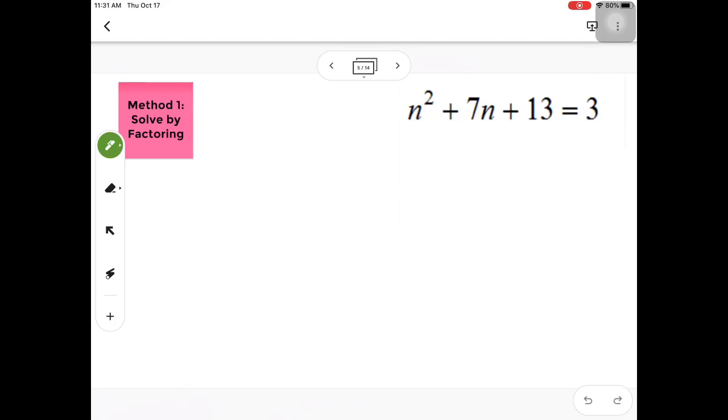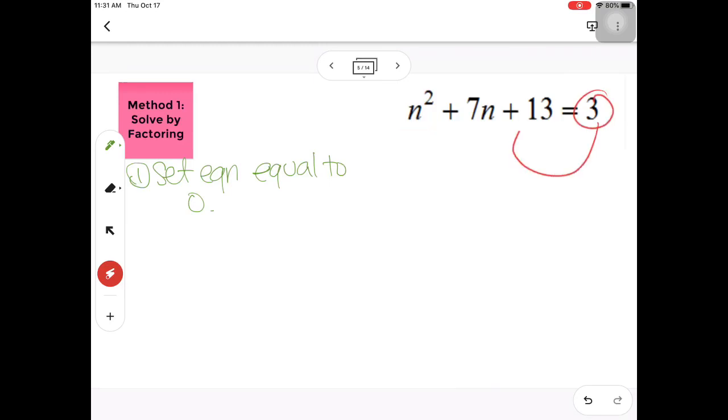When you're solving by factoring, the first thing you want to do is to set your equation equal to 0. So I need to get this side of the equation to be a 0. I always try to keep my n squared positive, so I'm going to take the 3 and move it this way. But I'm going to minus 3 and minus 3.